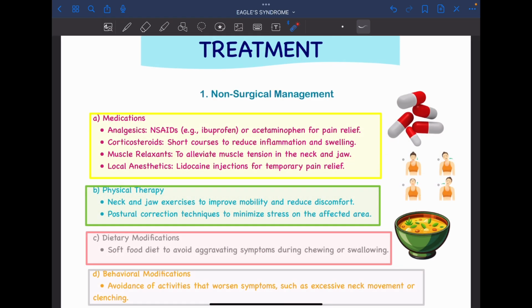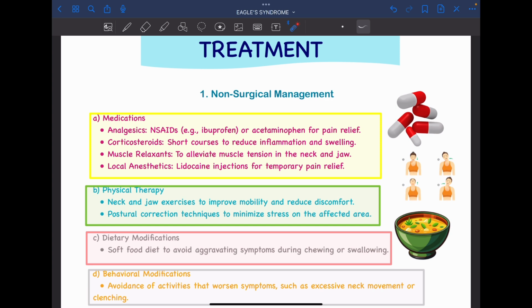Moving on towards the treatment, right? The treatment part is divided into 3 types. First one is the non-surgical management, then we have surgical management, and then post-surgical care, right? Under non-surgical management, we have medications. As there is pain, the first medication which we will prescribe would definitely be analgesics. NSAIDs are very popular, particularly brufen or acetaminophen or paracetamol is given for pain relief.